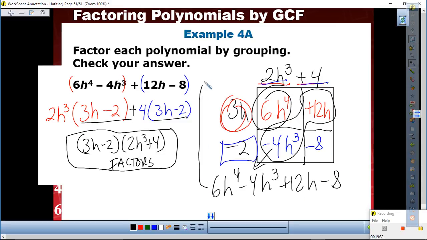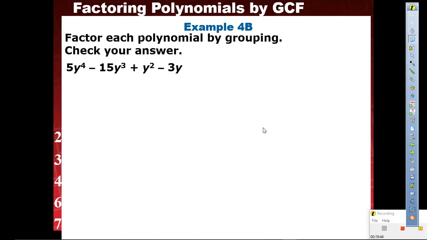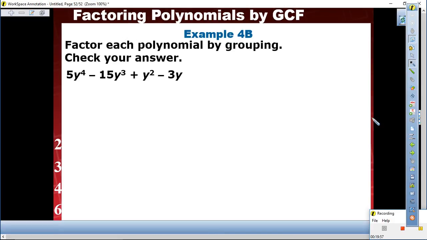Did I end up with what I started with? Yes, that is correct. And that's how we check. All right, so now we are on the next one. Example 4B: 5y to the 4th minus 15y cubed plus y squared minus 3y. See if you can do that one by yourself. Copy that and go. All right, check with your neighbor, see what they got.